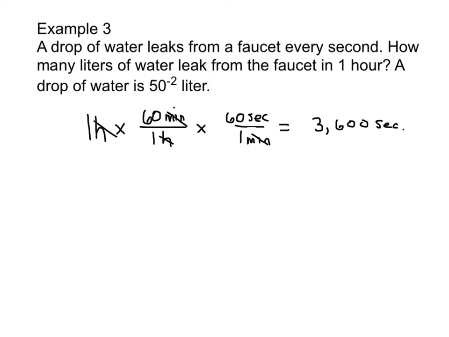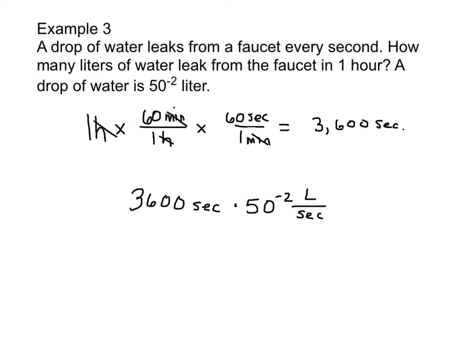So water leaks from the faucet at a rate of 50 to the negative 2 liters per second. So we have to multiply that by the rate. So we should take 3,600 seconds times 50 to the negative 2 power, which is liters per second.